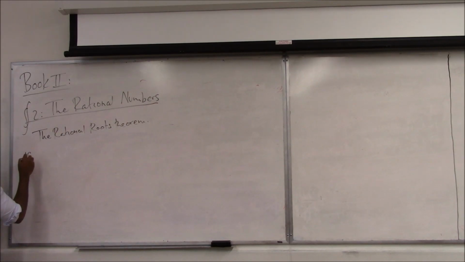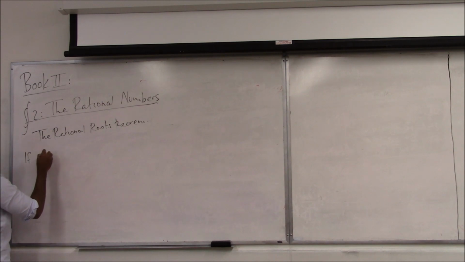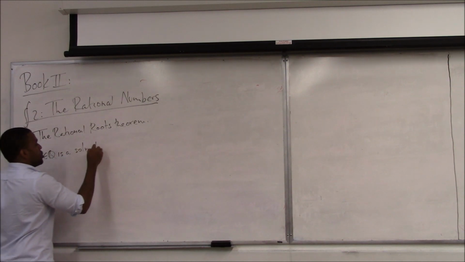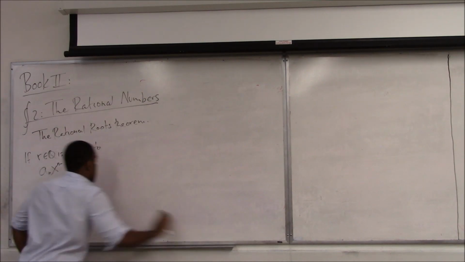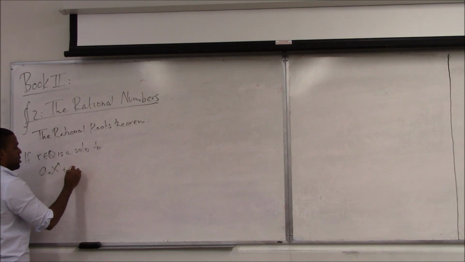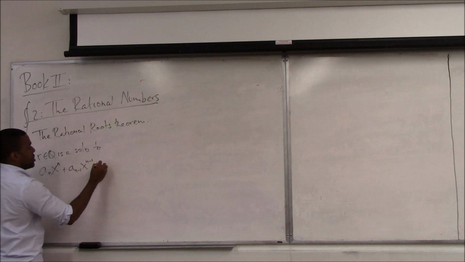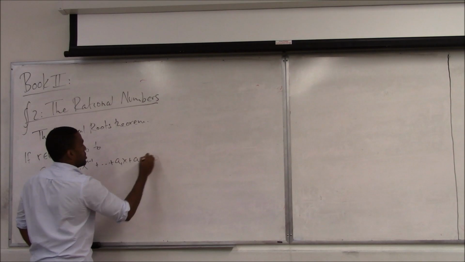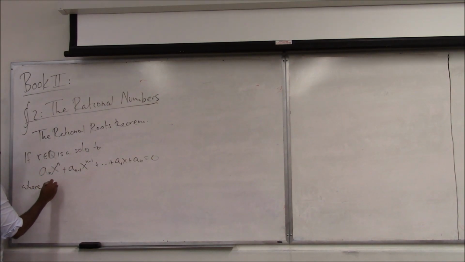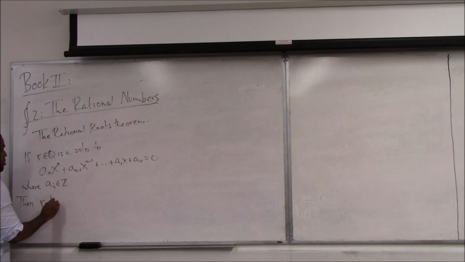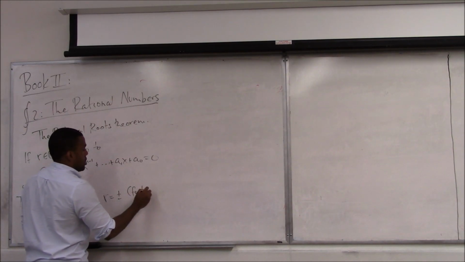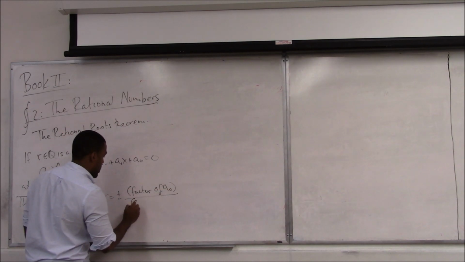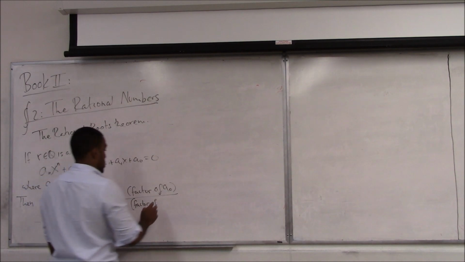Which says, if r in Q is a solution to the polynomial a_n x^n plus a_(n-1) x^(n-1) plus ... plus a1 x plus a0 equals 0, where the a_i are integers, then r has the form: it will be a factor of a naught divided by a factor of a_n.